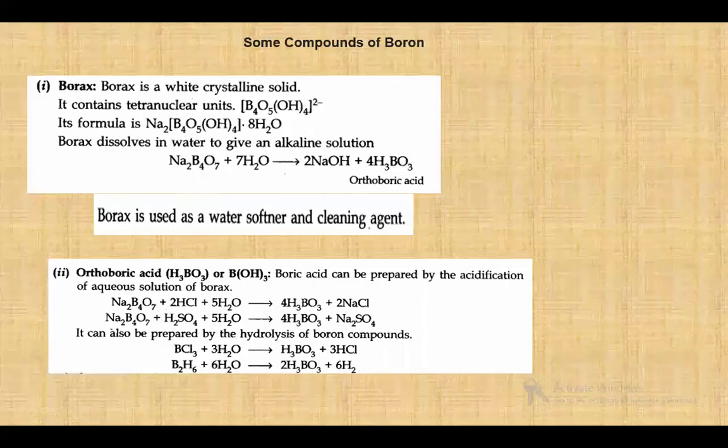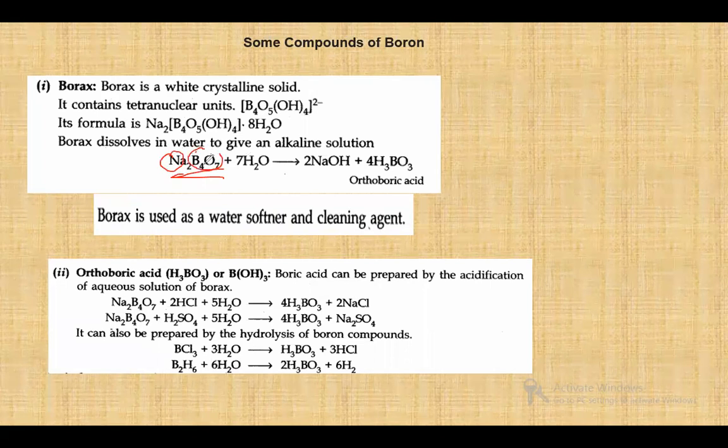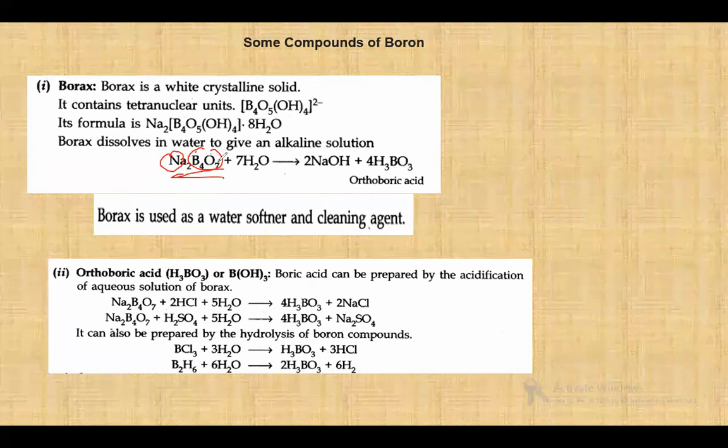Important compounds of boron. In that, the first one is borax. The formula of borax is Na2B4O7·10H2O. Na is sodium, B is boron, O is oxygen. So four borons, tetraborate, sodium tetraborate decahydrate, 10H2O. Sodium tetraborate decahydrate is the chemical name of borax.